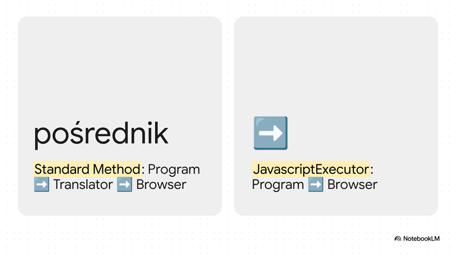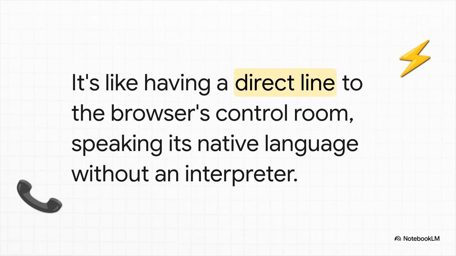And the difference is huge. The standard way, you've got the program talking to the translator, which talks to the JavaScript, which then talks to the browser. But with the JavaScript executor, that middleman is just gone. It's a direct line, program to JavaScript to browser. It's really like the difference between sending a request through a secretary versus having the CEO's direct phone number. You get a clean, direct line of communication right into the browser's control room.